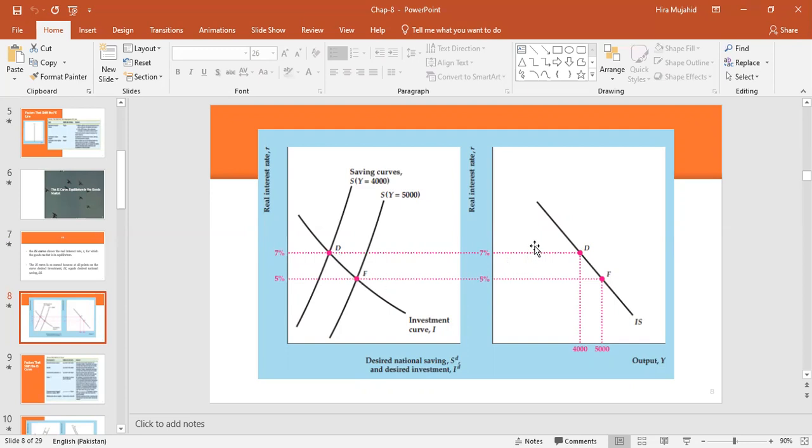In panel B, for each level of output, the IS curve shows the corresponding real interest rate that clears the goods market. Thus, each point on the IS curve corresponds to an equilibrium point in the goods market.